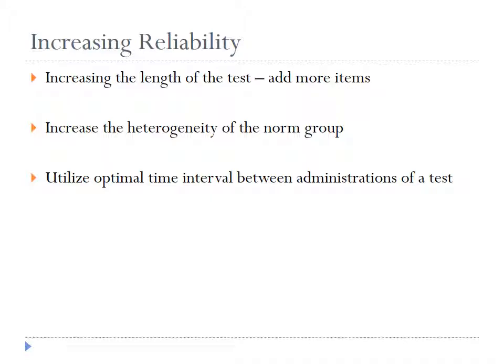How could you increase your reliability and better your estimates? Well, you can increase the length of the test. The more data you collect, the more reliable your results. You also could increase the heterogeneity of the norm group. Get a norm group that is diverse, that incorporates all the different characteristics or demographics of the population from which you're assessing.